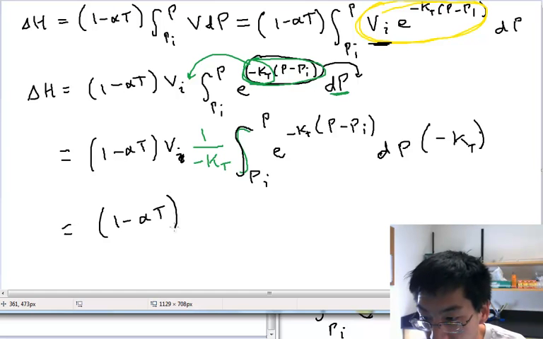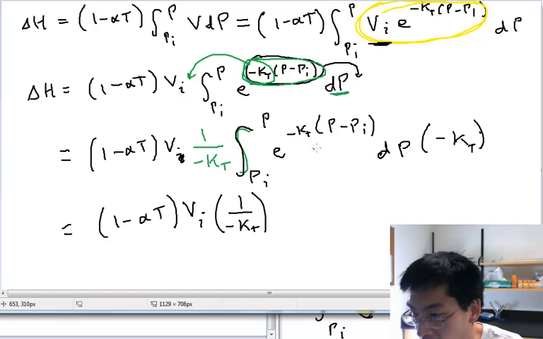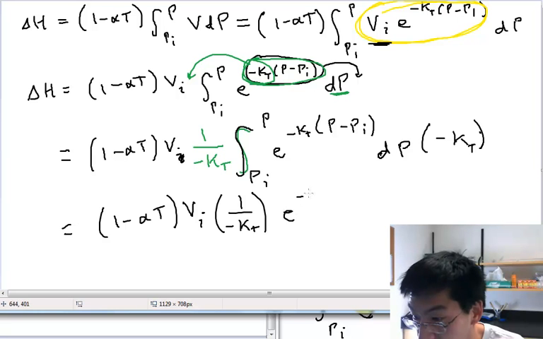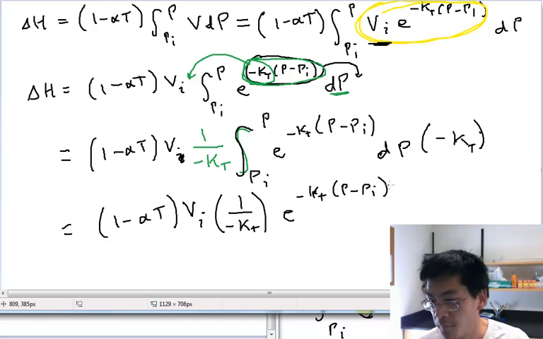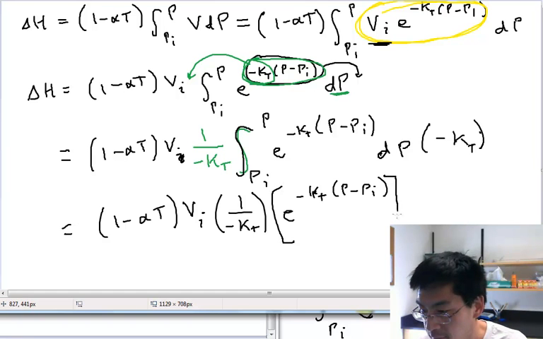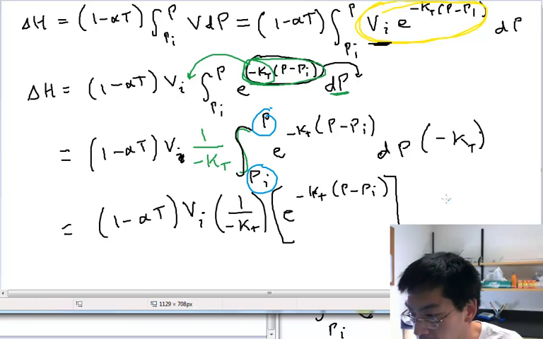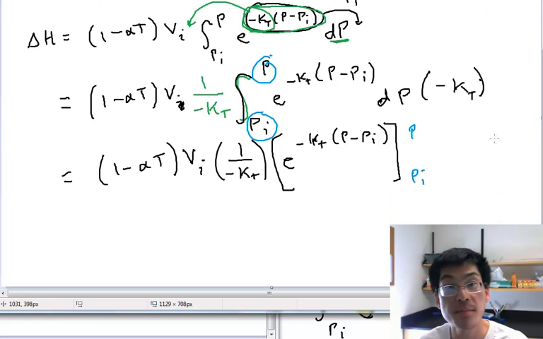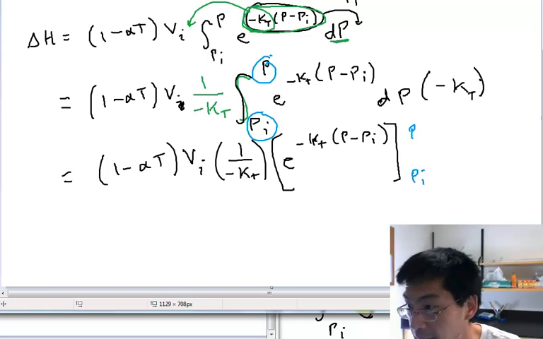All right, so this equals 1 minus alpha t times vi times 1 over negative kappa t; these constants I just copied down. And the integral of this is the antiderivative, which is just the integrand. What was inside the integral? Okay, so this thing that was inside the integral is being integrated from pi to p. So the next step is to substitute and to subtract.